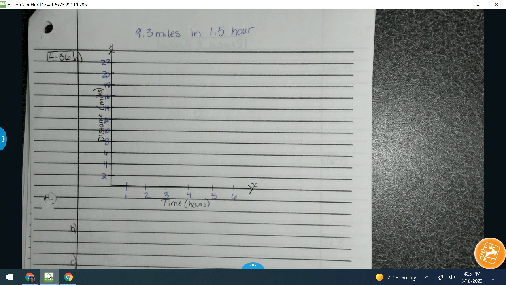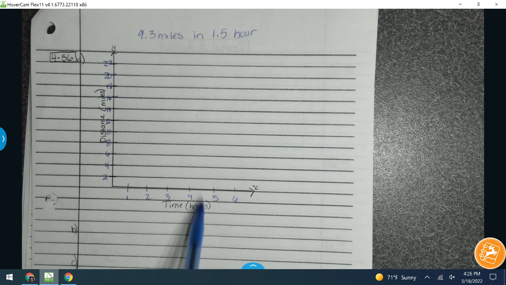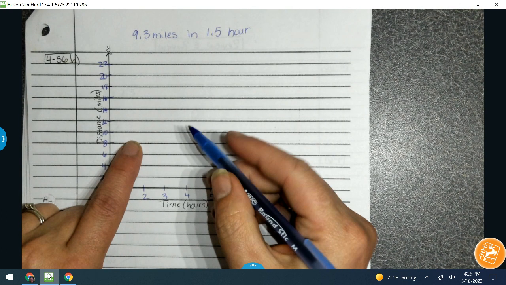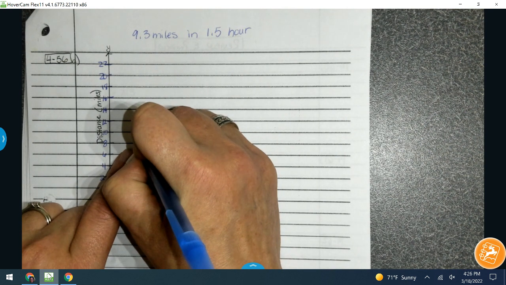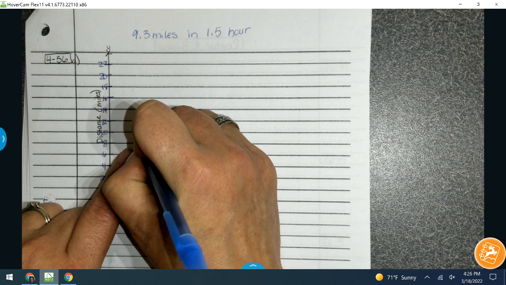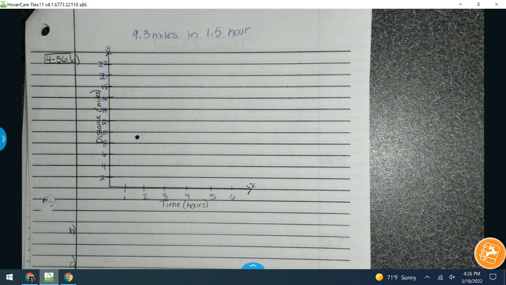So I know for sure I can go over to 1.5 on my X axis, 1.5 hours, and then find about where 9 3/10 miles is. It's going to be right there about the middle. And when I hand draw graphs, I usually make my dot a little big to help me out, so that if I mess up, it's not as bad if I'm off a little bit.